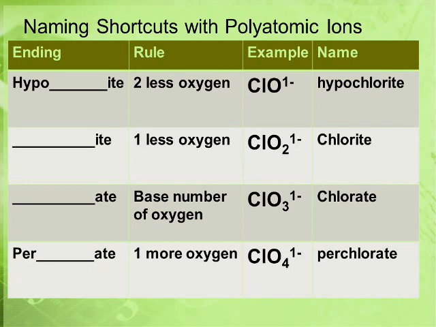Now, if you have a prefix as well, prefix or suffix, let's just start here at the ate. The ate is a base number of oxygen. So notice they all had oxygen, except a few. And the ones that had oxygen were the ate and the ite. Now, ate is a base number. And notice that ite is one less. And hypo-ite is two less.